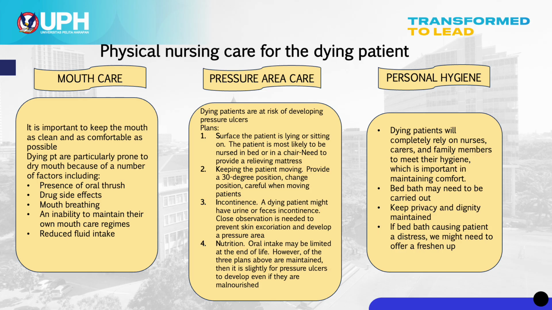So how about the pressure area? They might be bedbound. They will not be mobilized by themselves. Make sure that the surface where the patient is lying down or sitting on is very comfortable for the patient. If it's possible, provide an air mattress for them. You may need to change the position, elevate to a 30-degree position to reduce the risk of pressure areas.